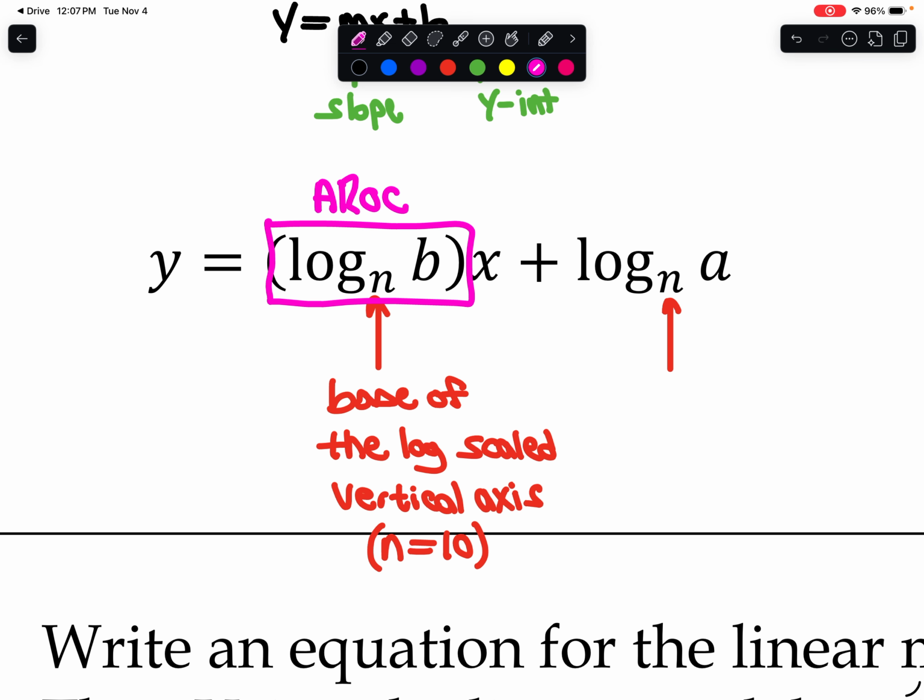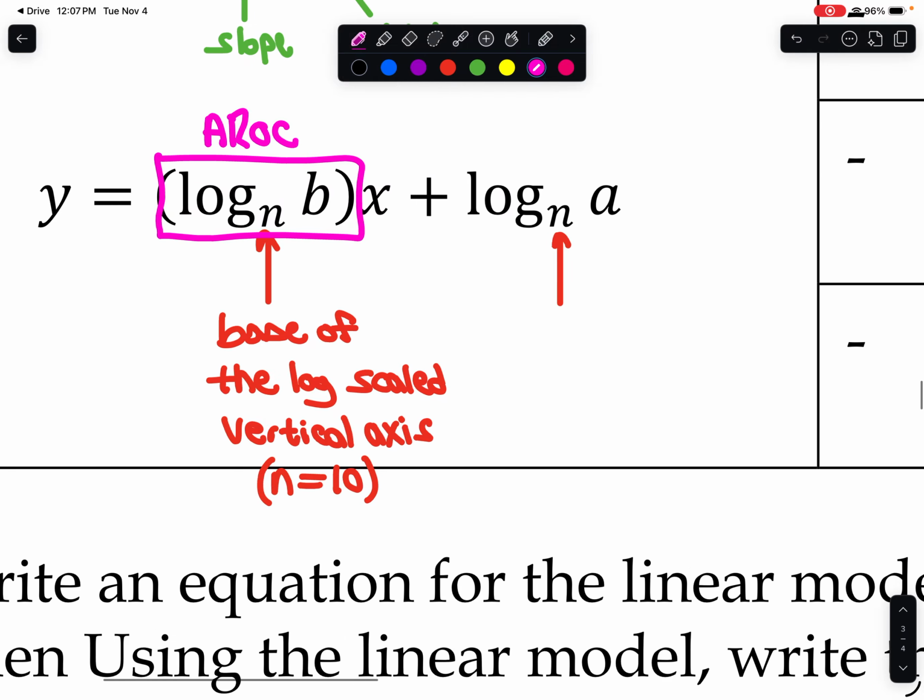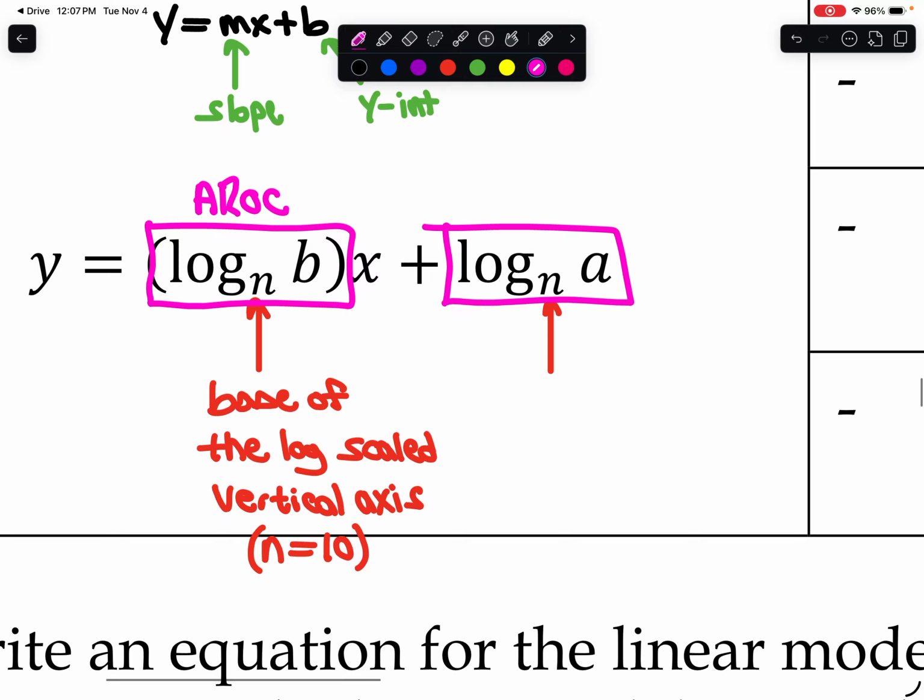Notice how I'm saying average rate of change and not slope. Slope is going to refer to a linear equation. Average rate of change refers to how we're changing from one point to the next in a specific equation. So average rate of change also works for nonlinear equations. Slope typically only works for linear equations. Okay, and then your log base n of a, just as mentioned before, is also going to be your y-intercept.